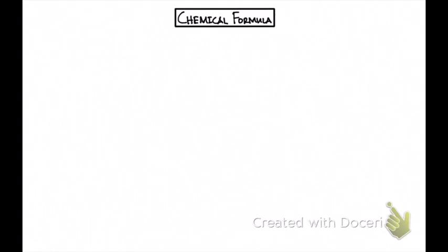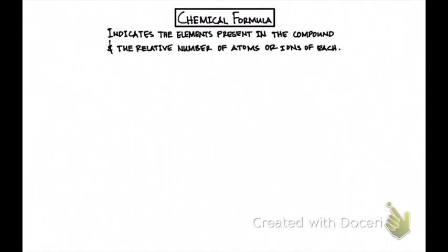There are several different ways that you can represent compounds. There are 2 categories that we're going to cover here. The first one is chemical formula, and the second one is called molecular models. Chemical formula basically indicates the elements present in the compound and their relative number of atoms or ions. So let's say, for example, water. Water can be represented by its chemical formula H2O. And this tells you that you have 2 atoms of hydrogen for every 1 atom of oxygen.